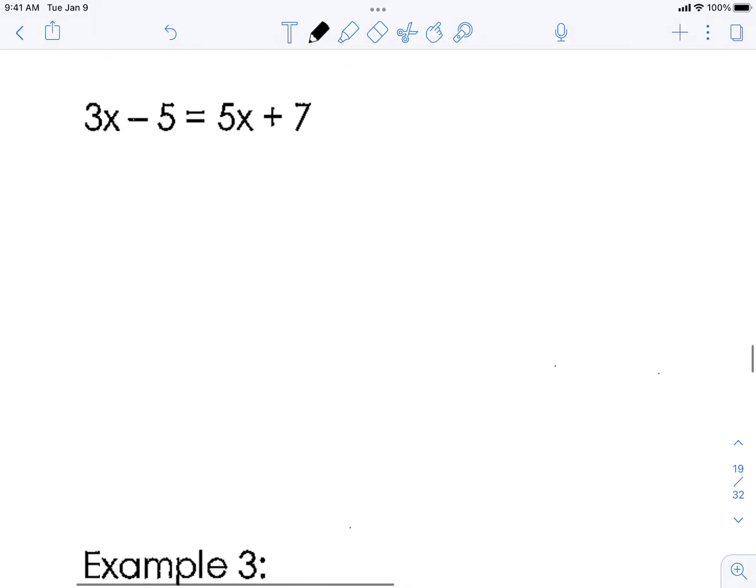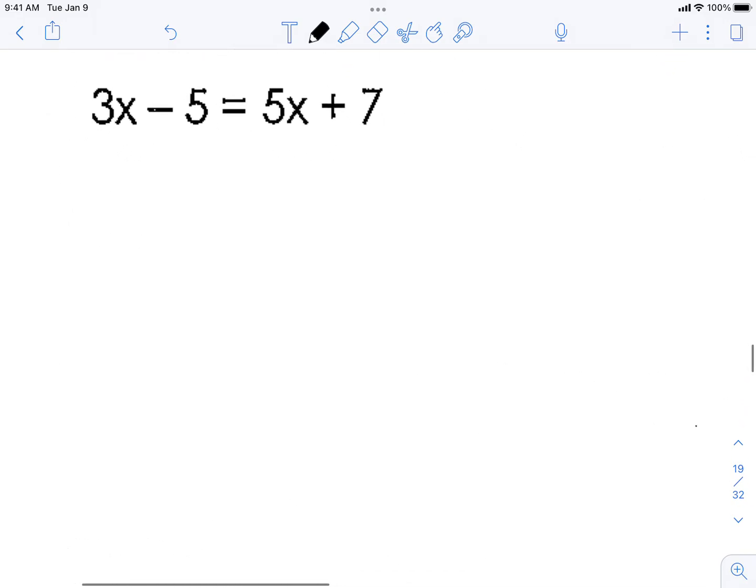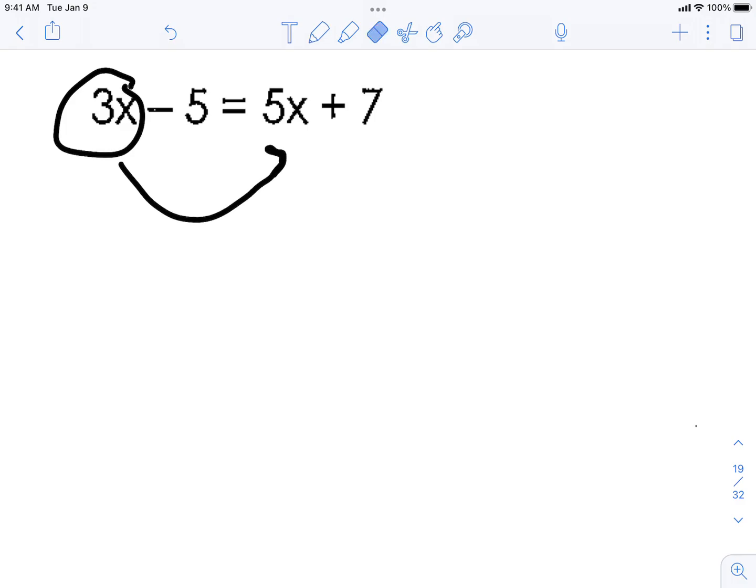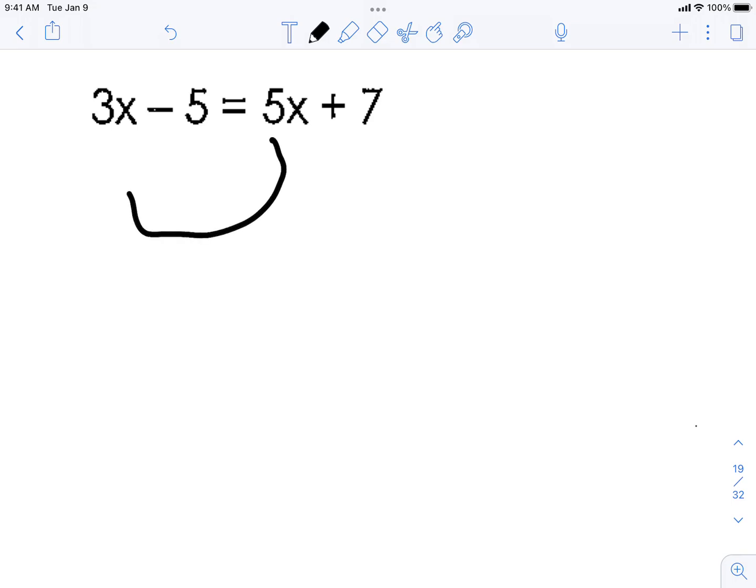Example number 2. We have 3x minus 5 equals 5x plus 7. So again, we want the x's on the same side of the equal sign. You choose which x you want to move. Personally, I try to move the smaller x so you still end up with a positive number for x. So I would choose to move this over here. But again, you could do this over here.